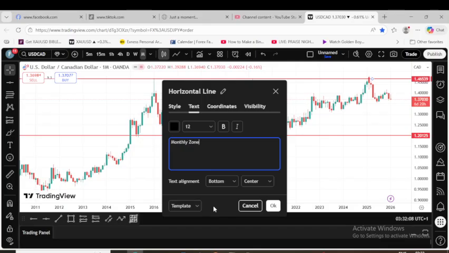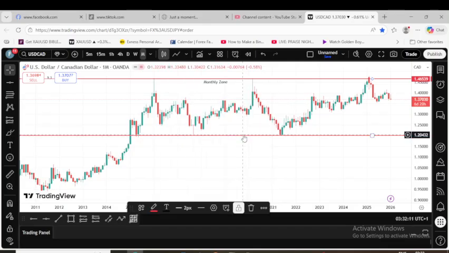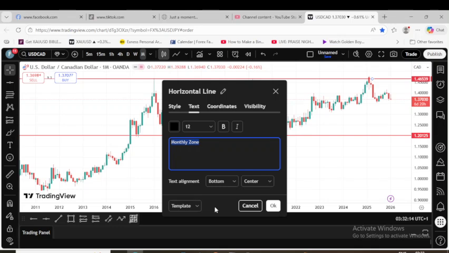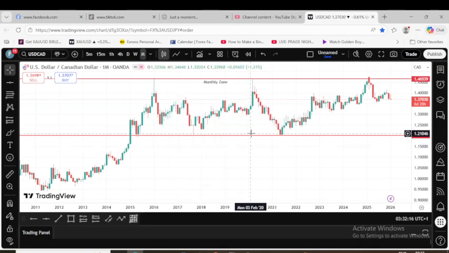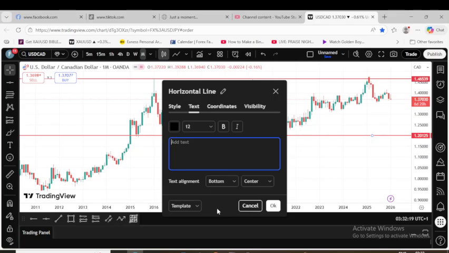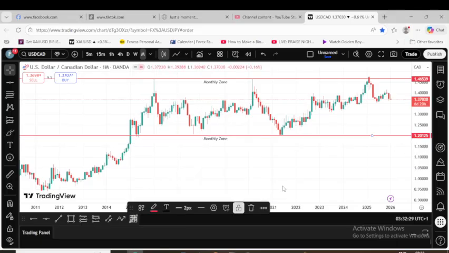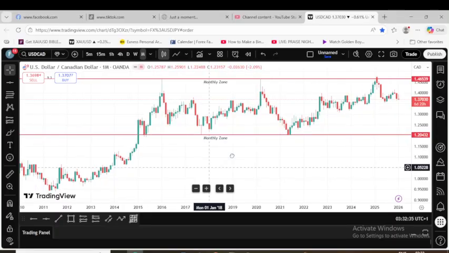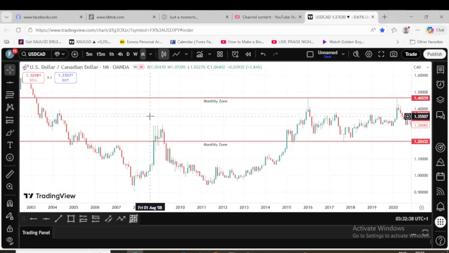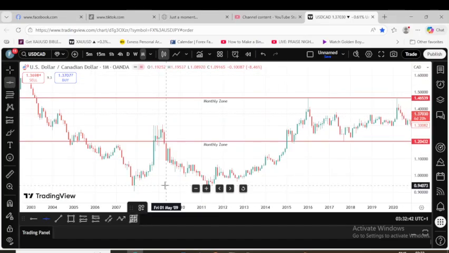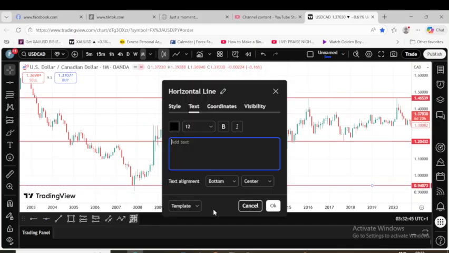So our monthly zone is simply a resistance level or a support level. But the reason why we call them zones is because a support level is not really a line on a chart. It is a region that price finds difficult to go below or go above.